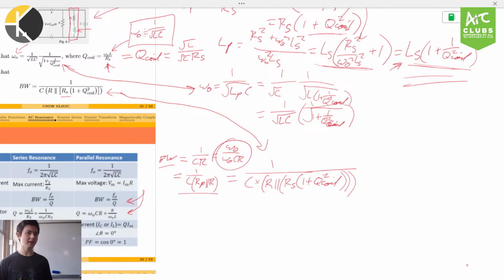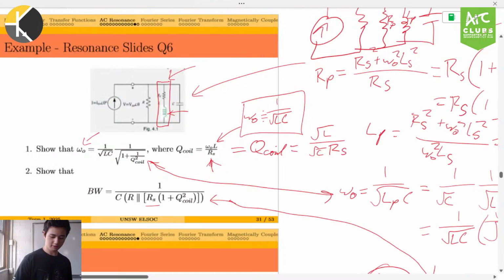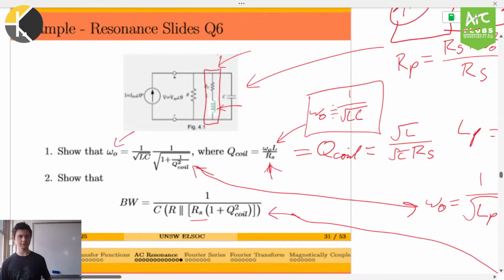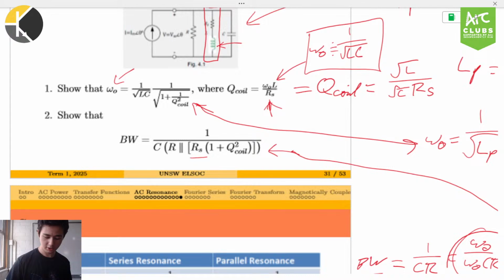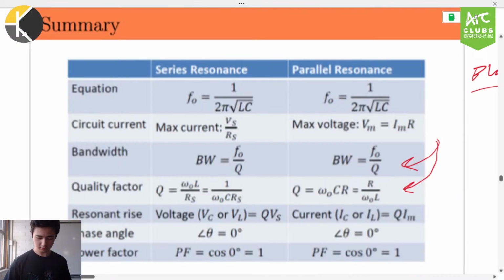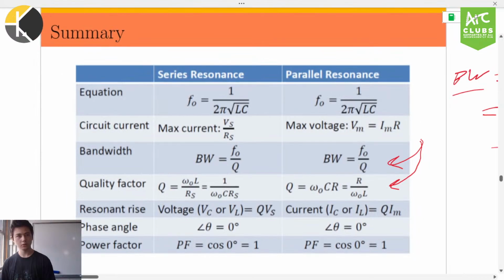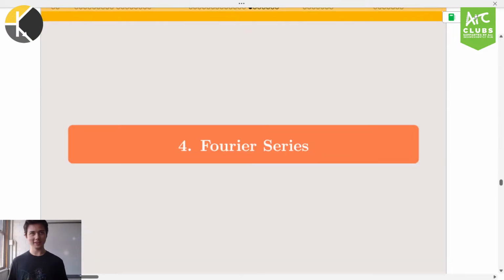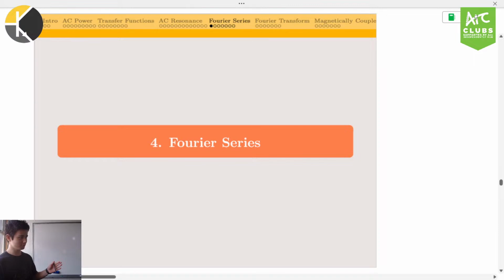So good stuff. It's a cool piece of moving forward, converting between series and parallel just through equivalent impedances. All right, we have a summary table here just for your benefit in case you wanted to double check your notes. And I'll be handing over to our other fantastic presenter today, welcoming Jackson.